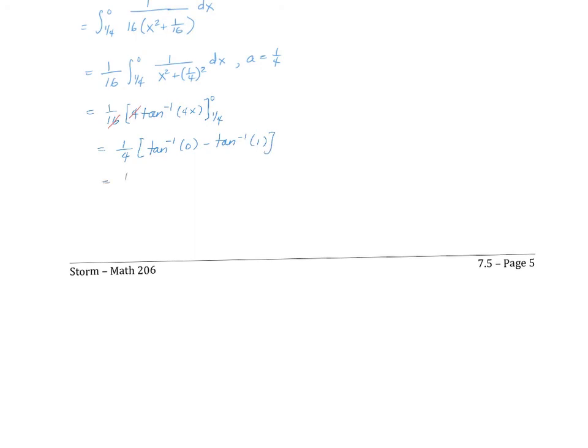And tangent inverse of 0 is 0 minus tangent inverse of 1. So tangent is equal to 1 at pi over 4, right? So this should be pi over 4. So my 0 is gone, and this simplifies to negative pi over 16. Okay, and I am done.